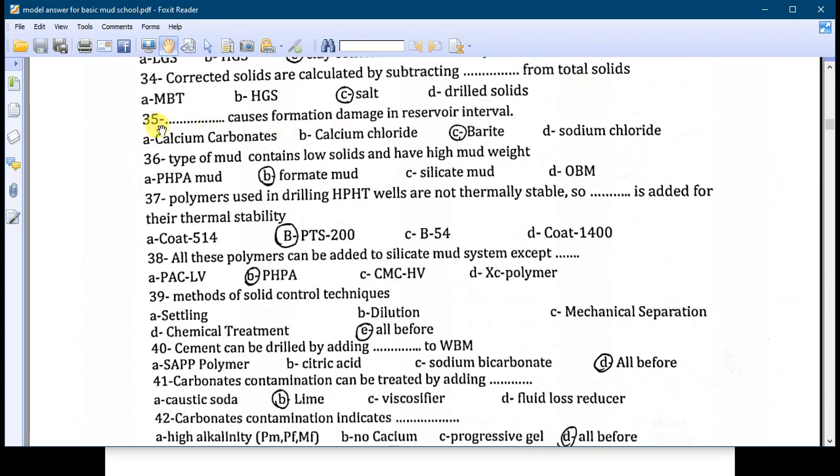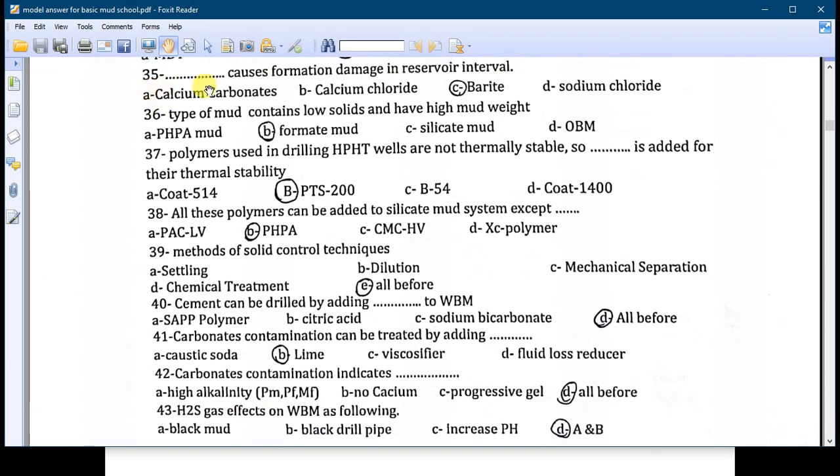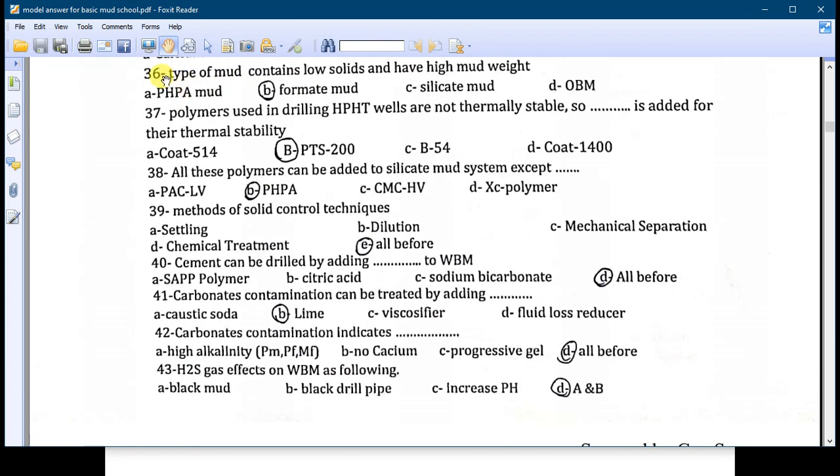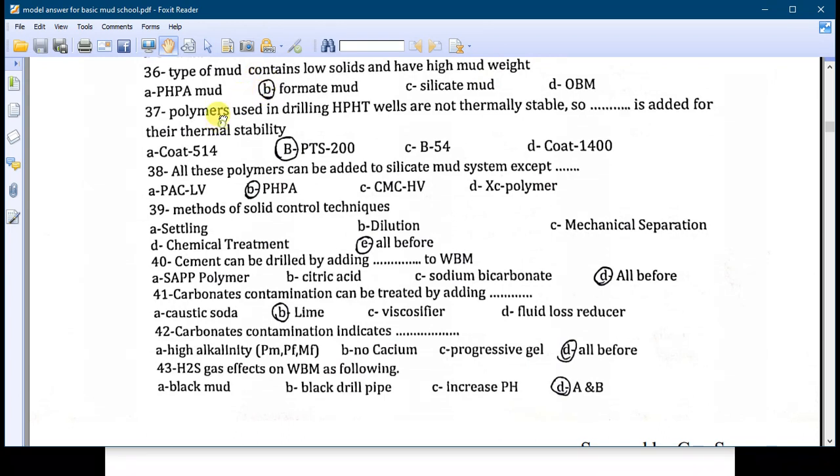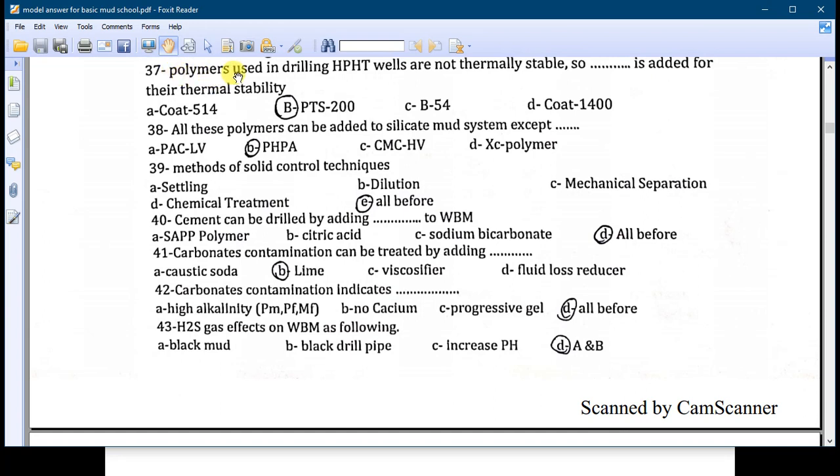Okay, number 35, what causes formation damage in the reservoir interval? We have seen this, it is barite, it is a repeated question. The type of mud which contains low solids and has high mud weight, okay, is known as the formate mud. It is the formate mud. Number 37, polymers used in drilling high P, high T wells are not thermally stable.